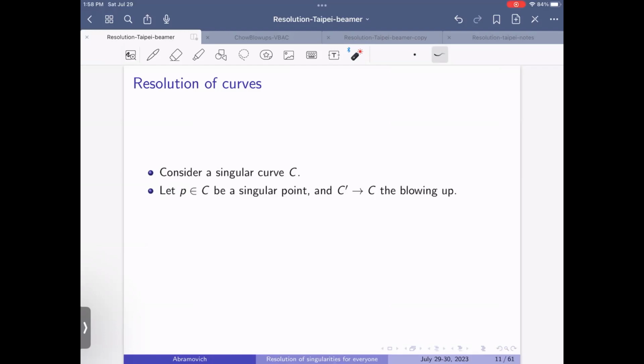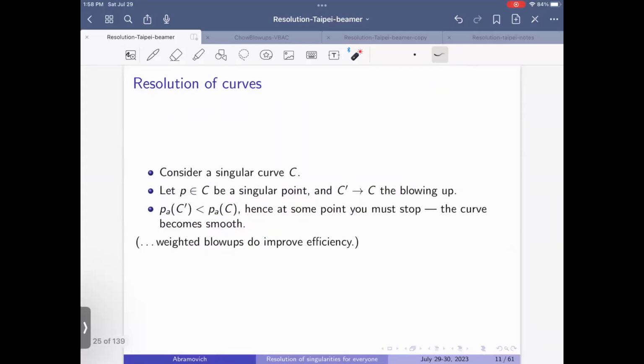Okay, so let's see how to resolve various kinds of varieties. And we start from curves, as usual. So consider a singular curve, and let's take a singular point on the curve. What do you do? You blow it up. You just do the usual blow up for now. And you read in Hartshorne that the arithmetic genus of the blow up is smaller than the arithmetic genus of the curve.